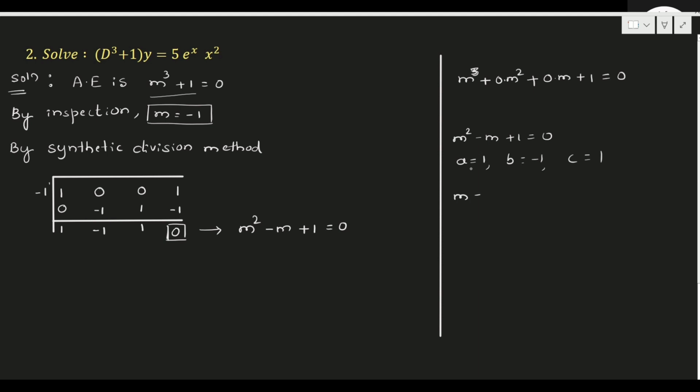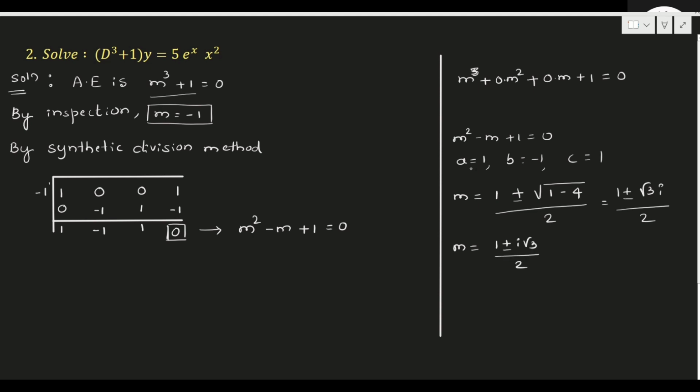So m equals what now? It is 1 plus or minus square root of b^2, which is 1, minus 4ac, all terms are 1, so it is 4, divided by 2a, which is 2. So 1 minus 4 is minus 3, giving root 3 into i divided by 2. Therefore, m is equal to (1 plus or minus i root 3) divided by 2.